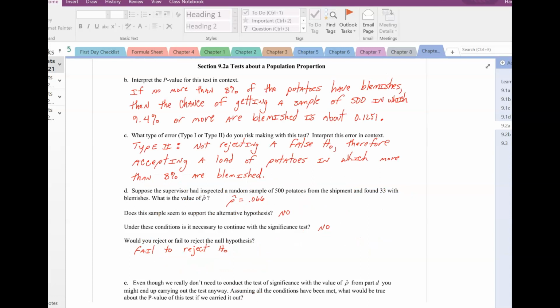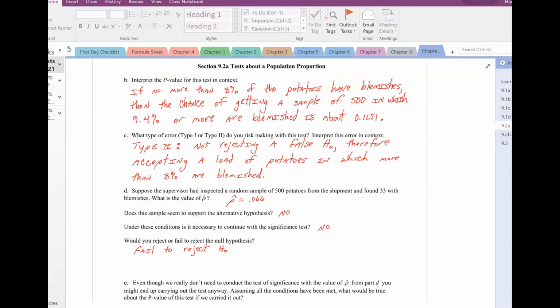So then if you look at these questions down here, does this sample support the alternative hypothesis? No, it doesn't. It's not more than 8%. So under these conditions, is it necessary to continue with the significance test? It is not. We would fail to reject the null hypothesis just on the basis of the P hat that we came up with for our sample.